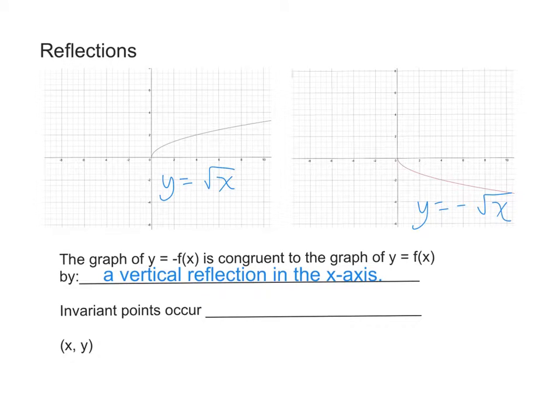Invariant points are points that don't change when you transform a graph. So for this reflection, if you look at the original one and the reflected one, there's only one point that stayed the same. Which point is it? It's at the origin, right? 0, 0. But it's not always going to be the point at 0, 0. When we reflect something vertically, what points are not going to change? Just in general. The x-intercepts are the invariant points. So invariant points occur on the x-axis.